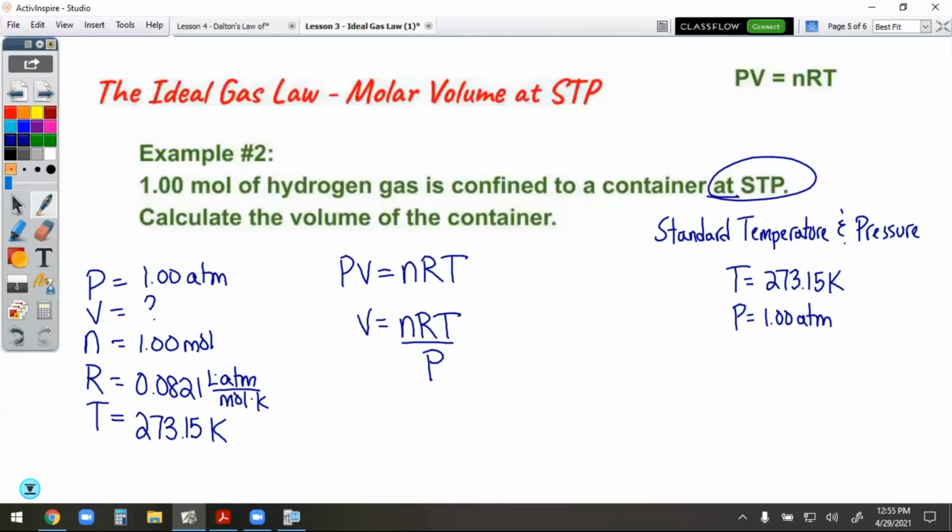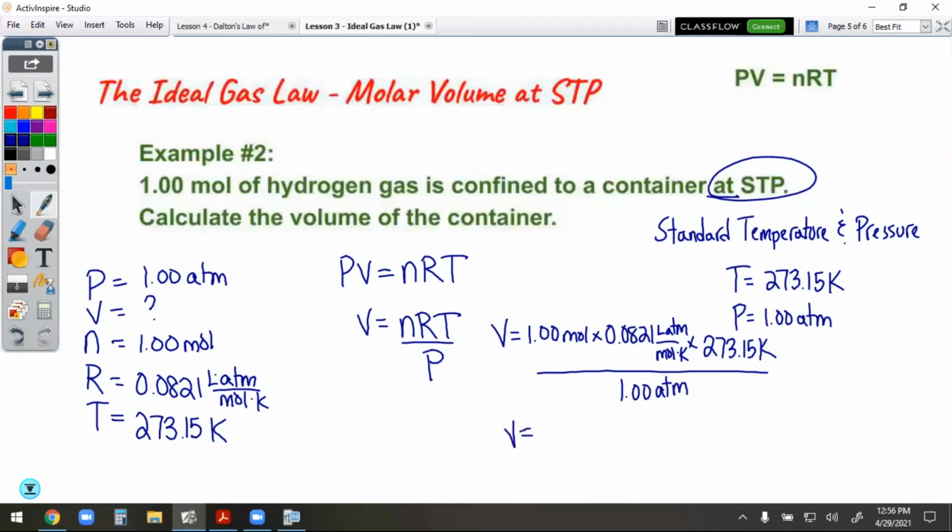Looking at volume. Volume equals our number of moles, that's 1 mole, times our unit for R, 0.0821 liter atm over mole Kelvin, times our value for temperature, 273.15 Kelvin. All of that divided by our pressure, 1.00 atm. When we solve for volume, we will end up getting an answer of 22.4 liters. Go ahead, type it in and try it yourself.